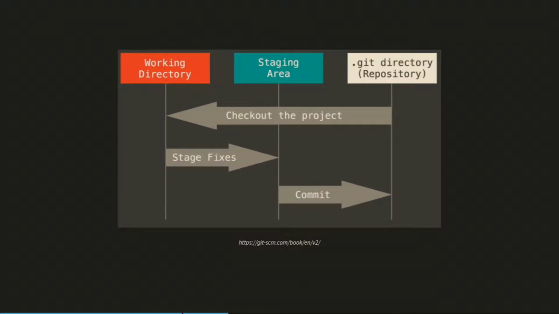And then we have the three different areas a Git repository has. So you have the .git directory. This is the complete repository. When you do checkout of the project, you get a specific version checked out in your working directory. So this is just next to the .git repository directory.